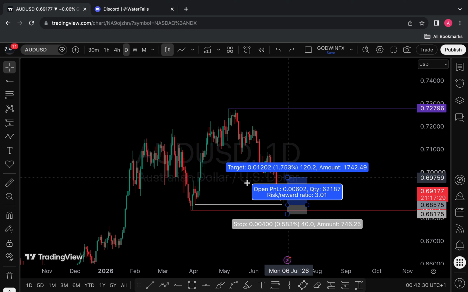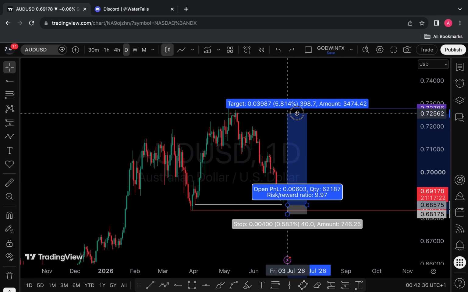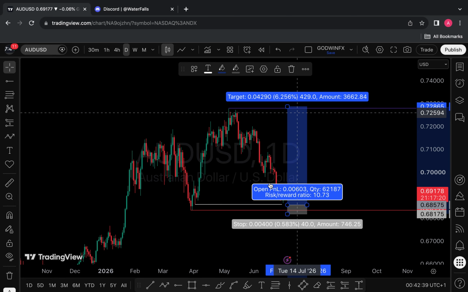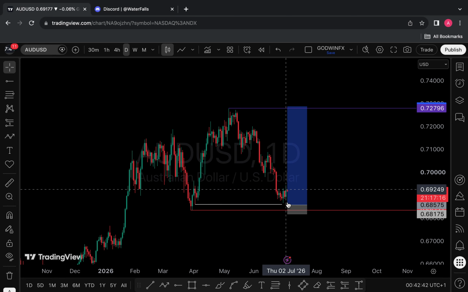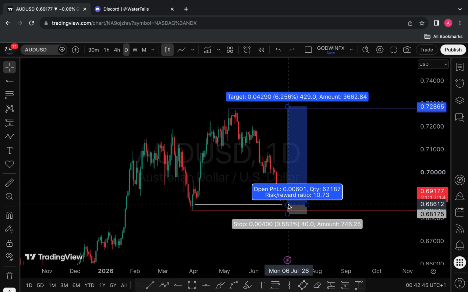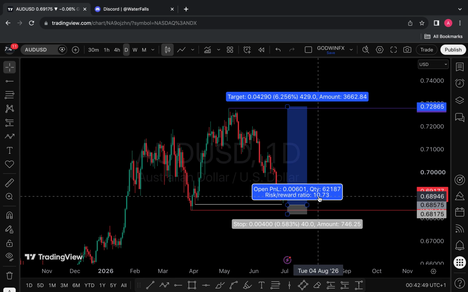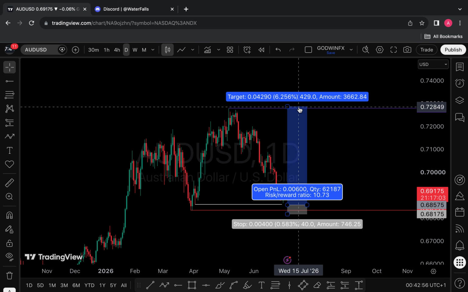Alright? But for swing traders, if they risk $100 here and they want to take their profit at this level, I'm trying to let you know the difference between day traders and swing traders. You can see it is times 10. So 100 times 10, that's $1,000. So they'll be making $1,000 from their own trade.